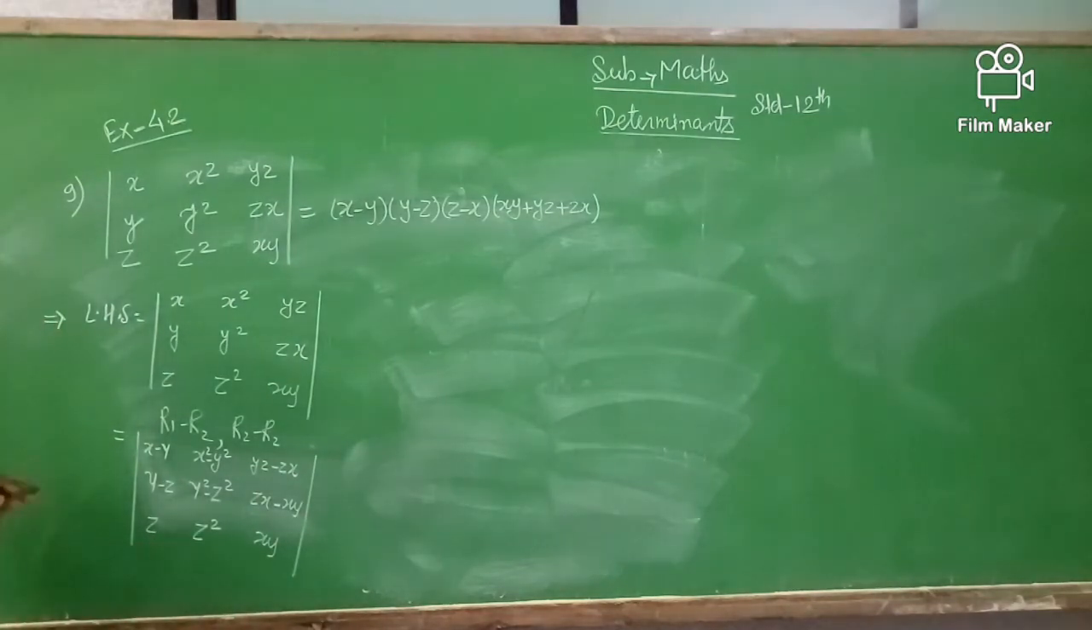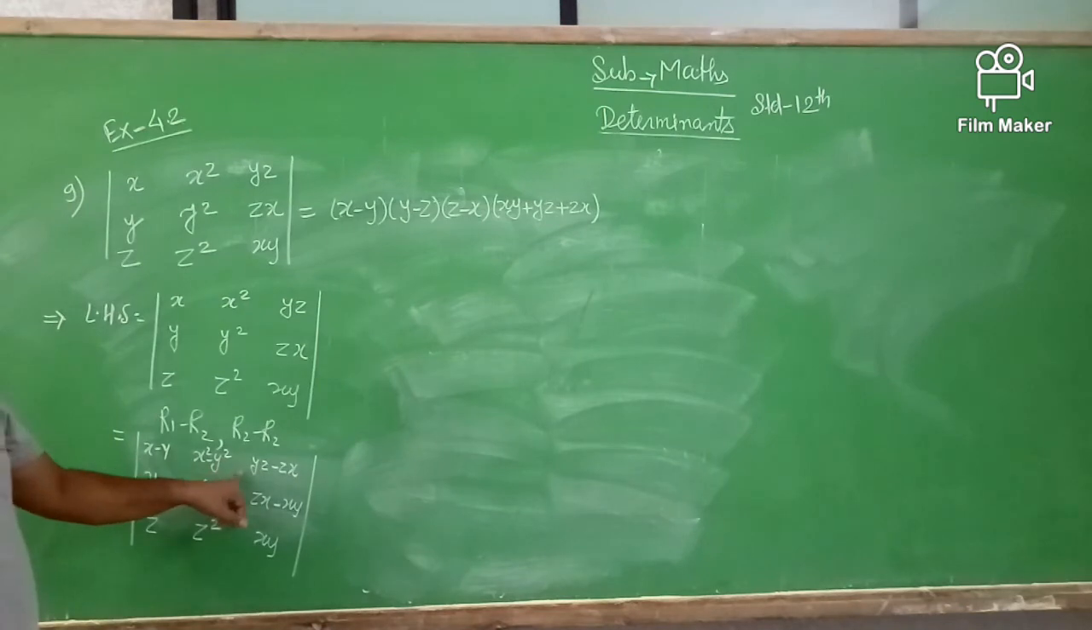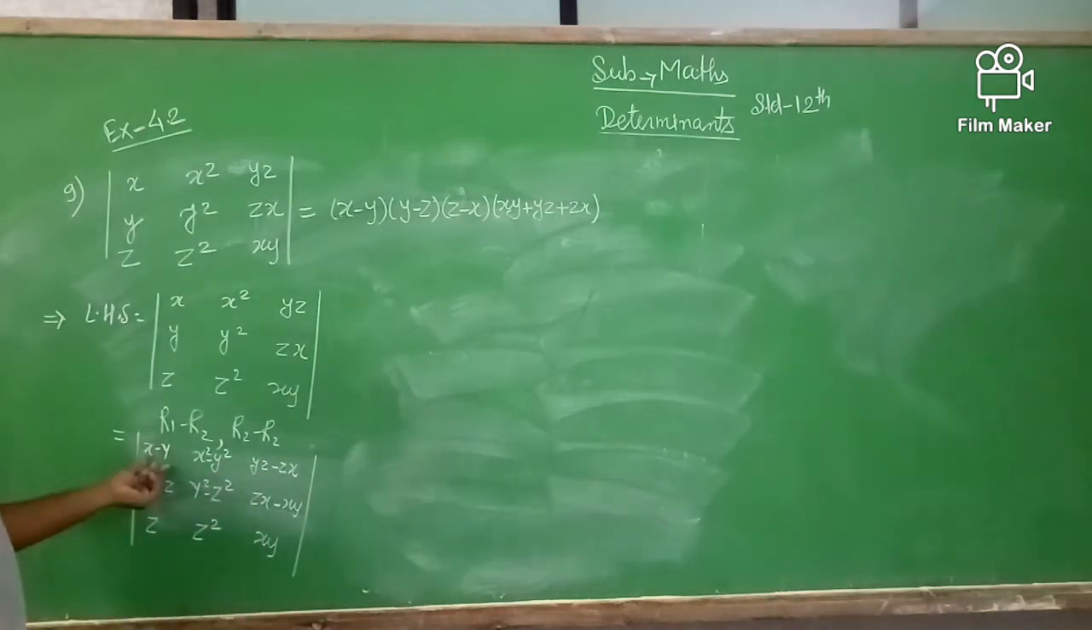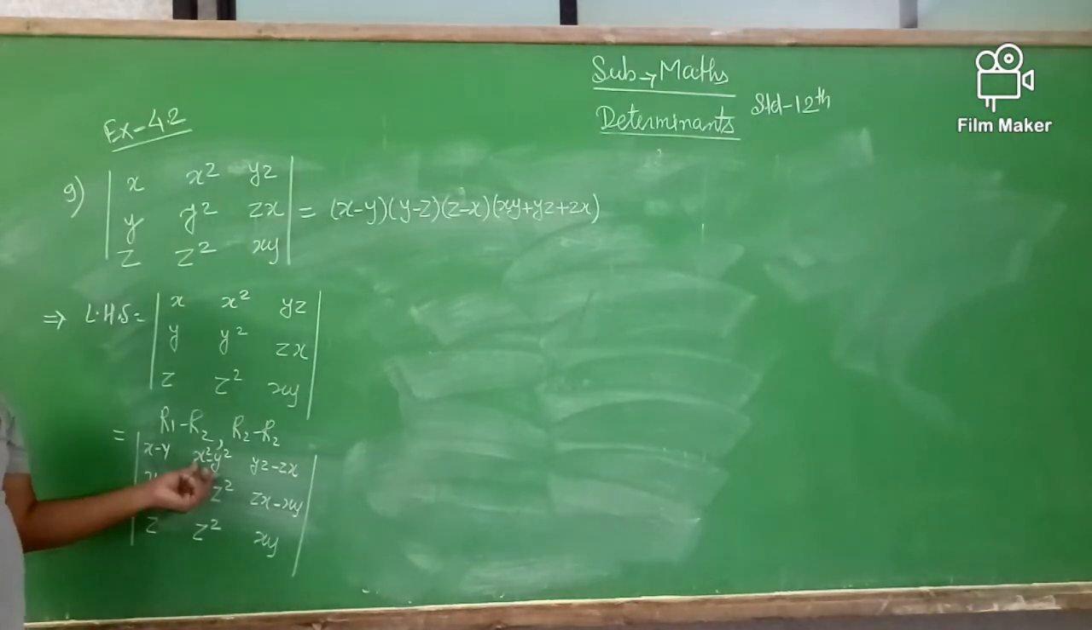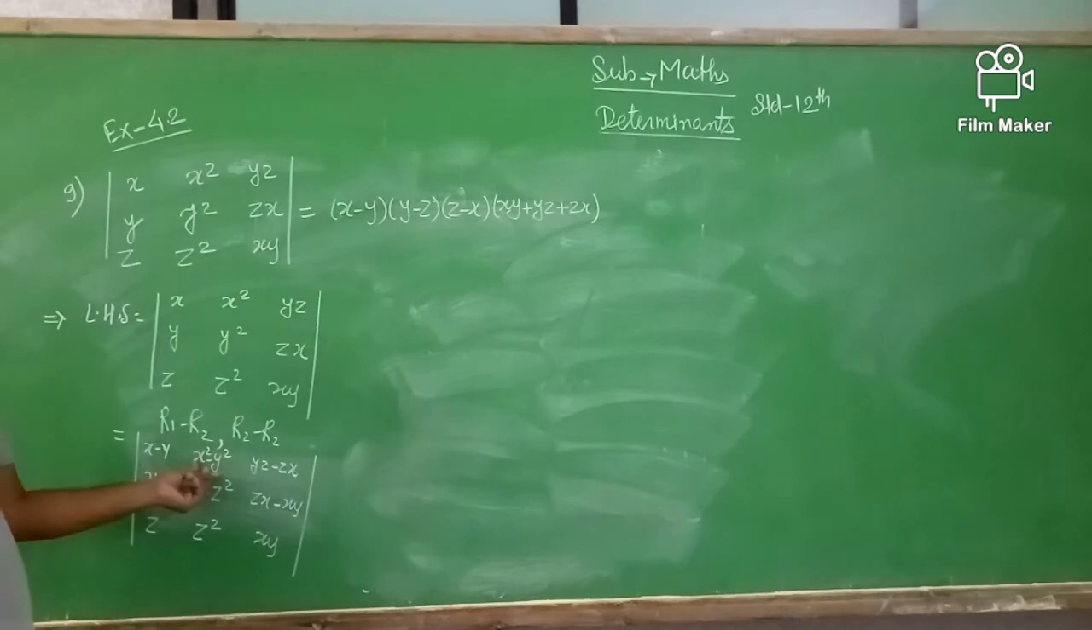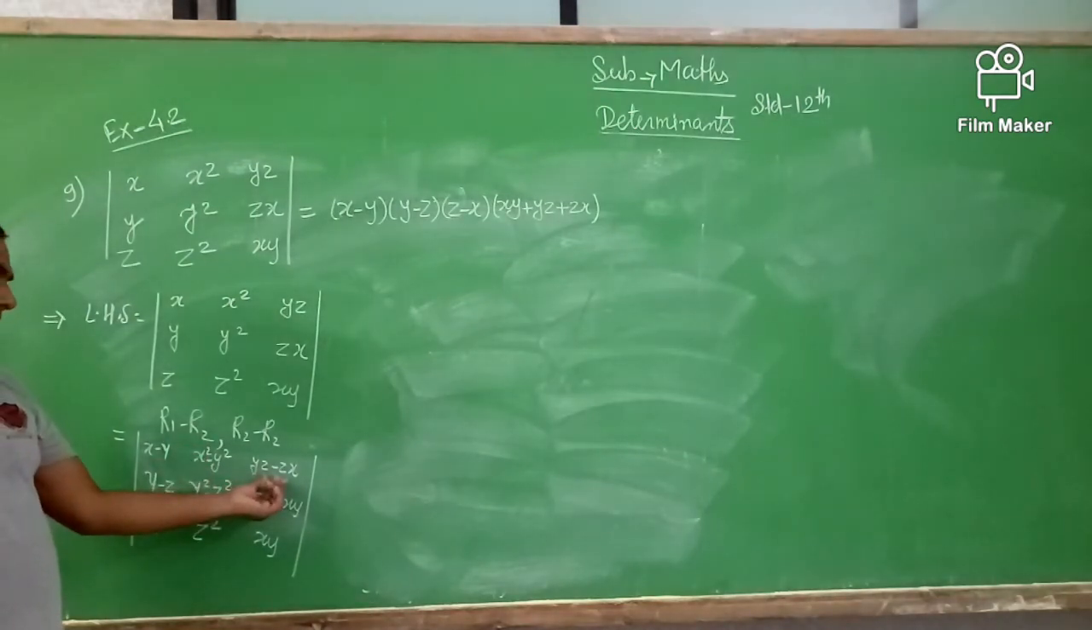In the first row you see x minus y, x square minus y square, yz minus zx. Here is x minus y. Here x square minus y square means one bracket is x plus y, another bracket is x minus y. Next, here you take z common, so this is y minus x.